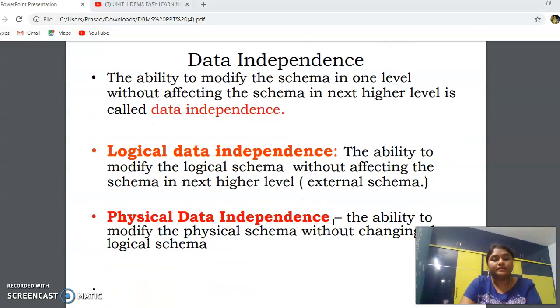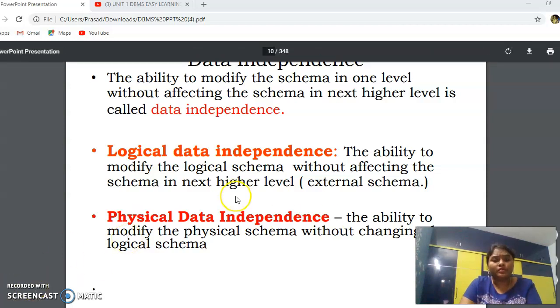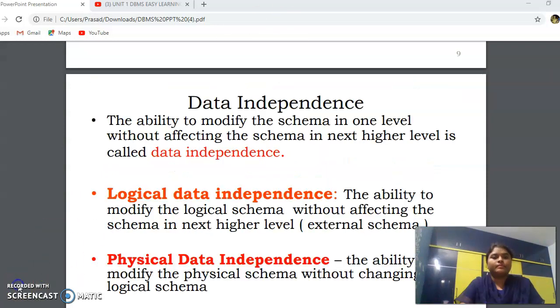Next one is data independence, right? Can you tell what is data independence? The ability to modify the schema in one level without affecting the schema in the next higher level is known as data independence. This definition is a little bit tricky, but it is important.